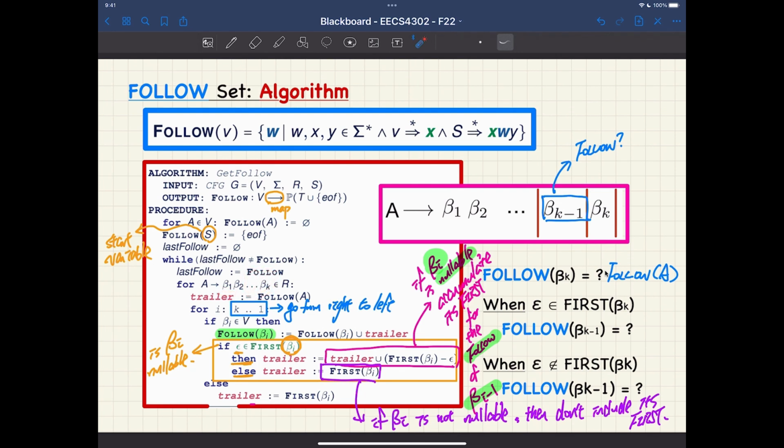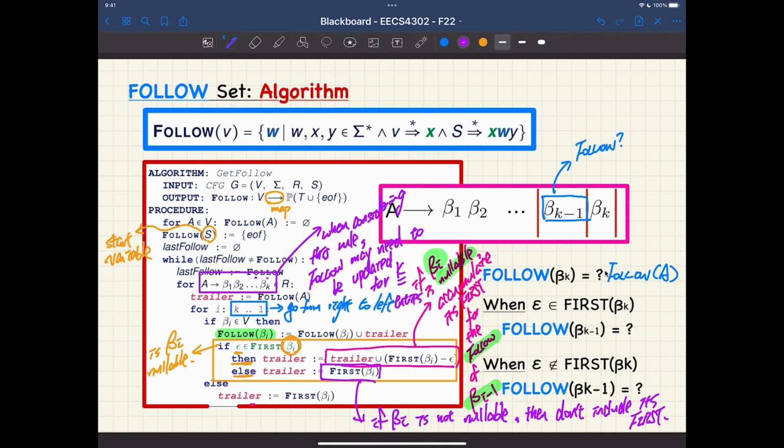I'll write it down. It's important to notice. Okay, I'll put down here. When considering this rule, the follow map may need to be updated for k entries. Namely, beta k, beta k minus 1, beta k minus 2, all the way down to beta 1. All right, just remember that.